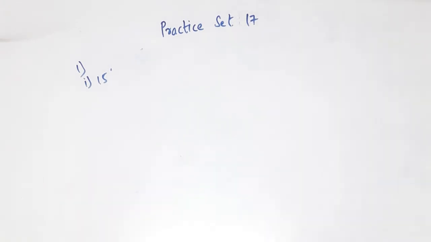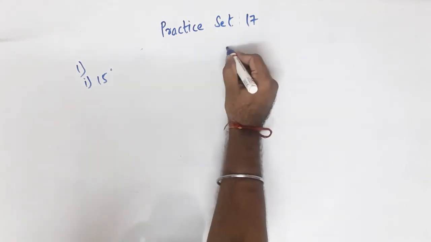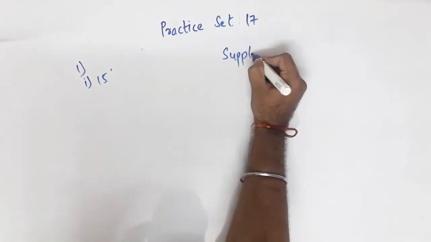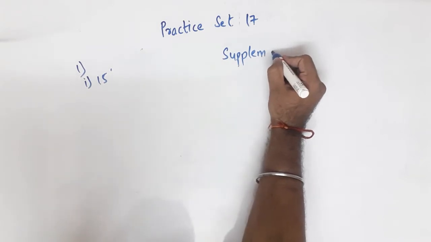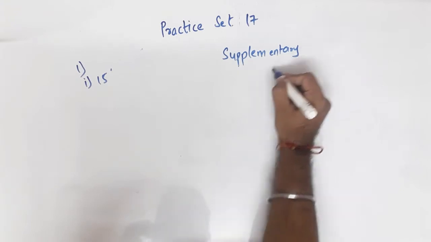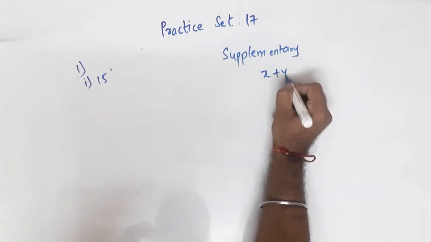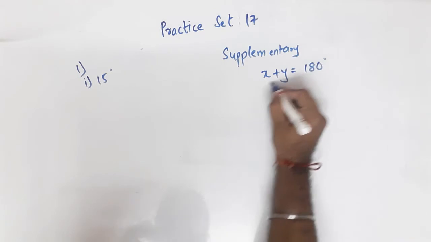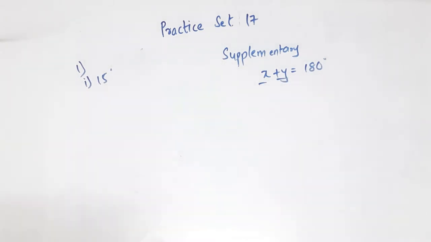So we are here with practice set 17, and here we have to find the measure of supplementary angles. First, let us try to understand what are supplementary angles. Supplementary angles means the total of two angles is always 180 degrees. Okay, when the total of two angles is 180 degrees, they are supplementary to each other.